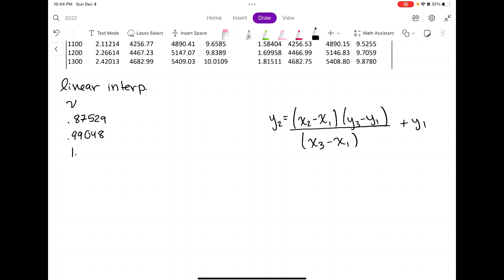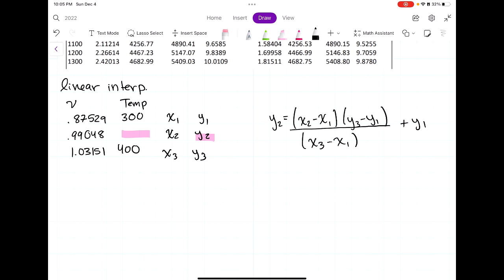And then my other bound is at 1.03151. Temperatures are at 300 and 400. I'm looking for what it is in between those two. And again, I'm going to use this formula right here. Just as a reminder, it's set up this way: x1, y1, x2, y2, x3, y3. I'm looking for y2. So my x1 would be 0.87529, my y3 would be 400. It's not that hard to tell which one is which.